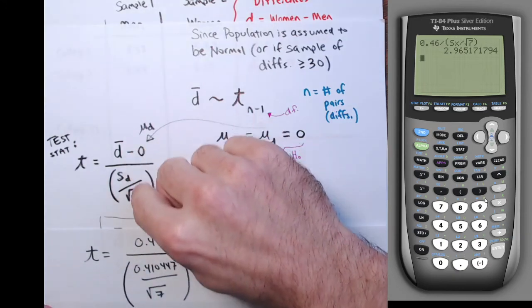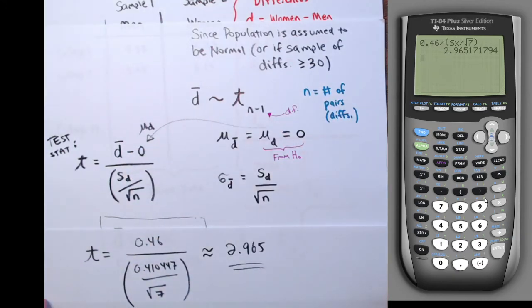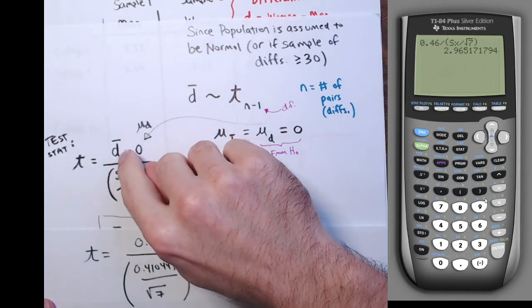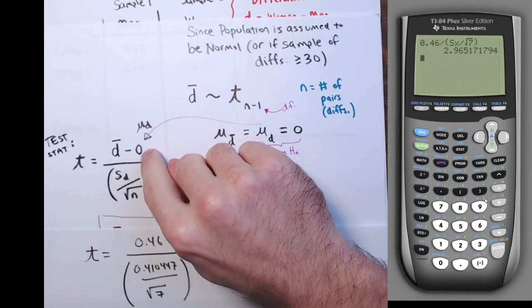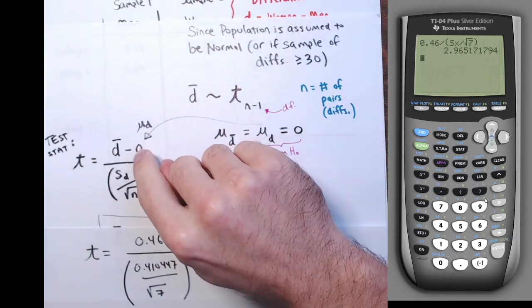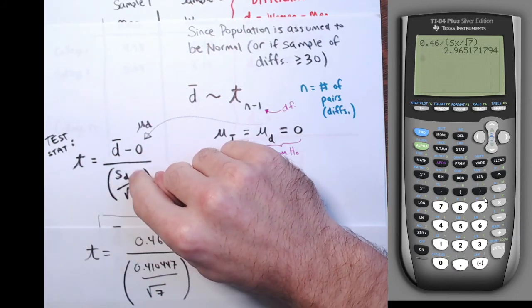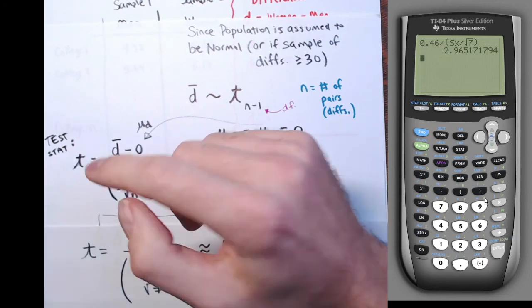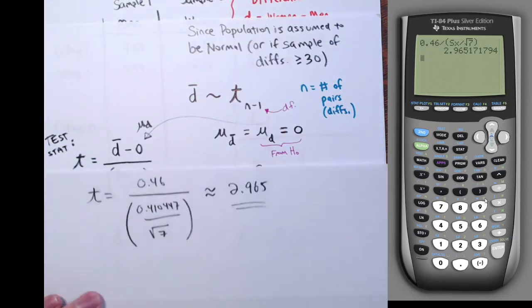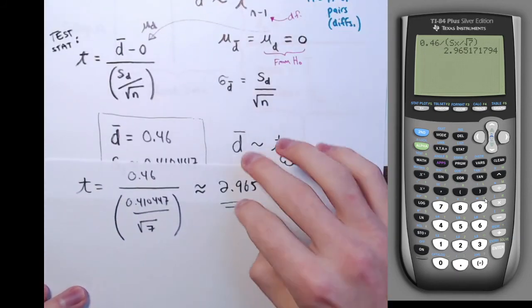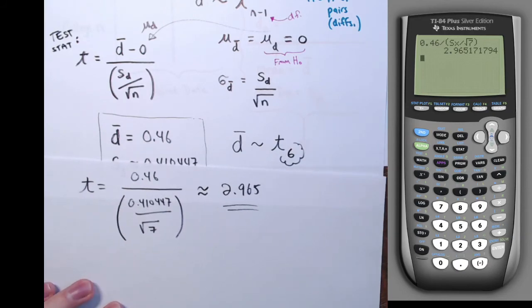And then your test statistic is just the t-score for your d bar. D bar minus the mean of the population d's, which is usually assumed to be 0, divided by the standard deviation of your sample divided by the square root of n, right? The square root of the number of differences. So we have 6 degrees of freedom, t-score of about 2.965.